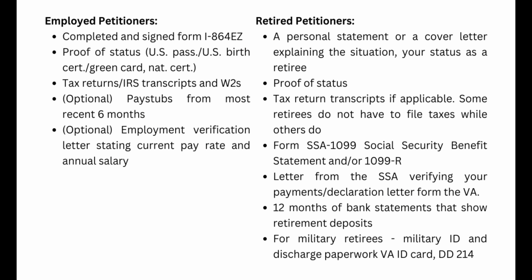Next, as a retired sponsor, you will need to provide SSA 1099 forms, which are the Social Security benefit statements, and or your 1099-R copies. Next, provide a letter from the Social Security Administration verifying your payments and 12 months of bank statements that show these retirement deposits. And if you were in the military and now retired, you will then have to also explain that situation in your cover sheet and provide your military ID and discharge paperwork, as well as your VA ID card and DD-214.